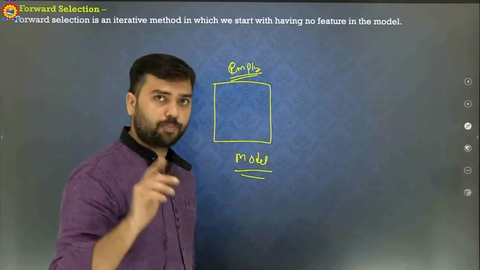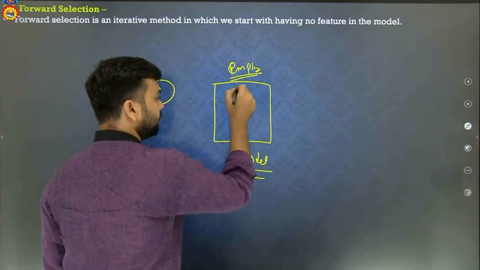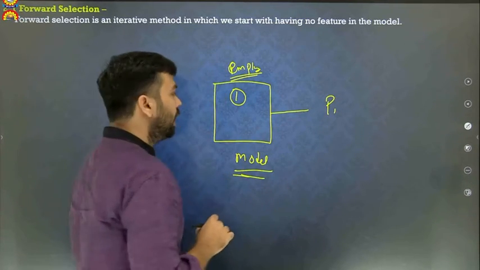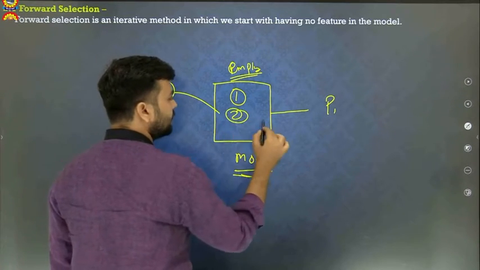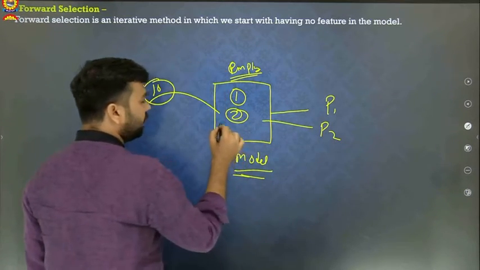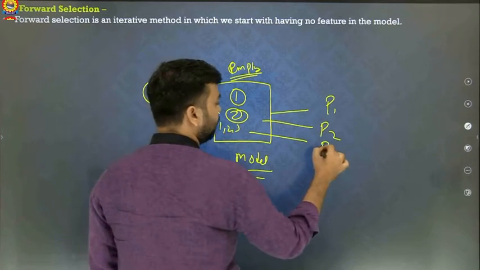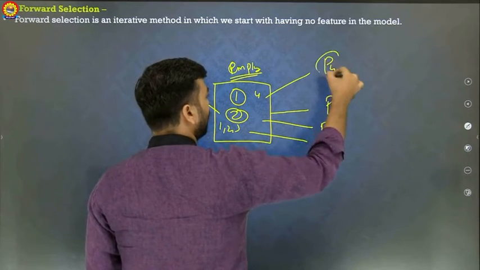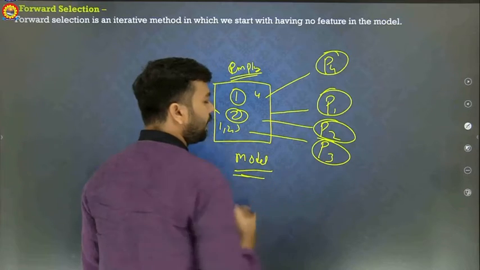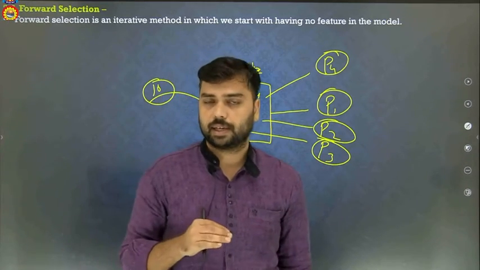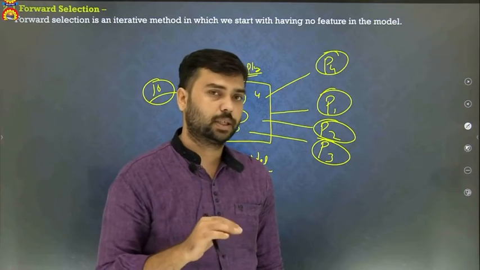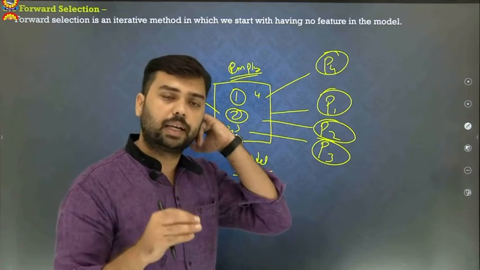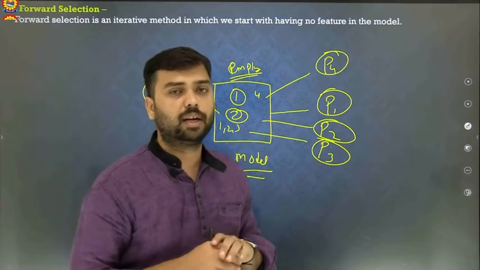So we choose one feature, apply it to the model and check the performance. Again we add one more feature and check the performance. Again we add one more feature and check the performance. At a particular time the performance will increase, and after a certain point the performance will decrease. Suppose I add 4 features, and when I add the 5th feature my performance decreases or does not change, then I discard that 5th feature.